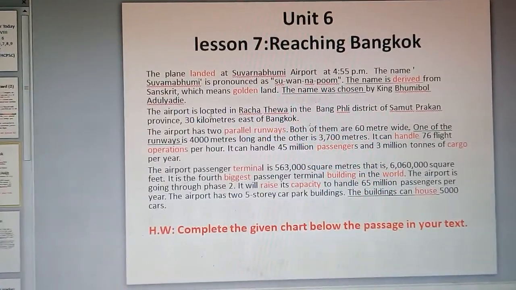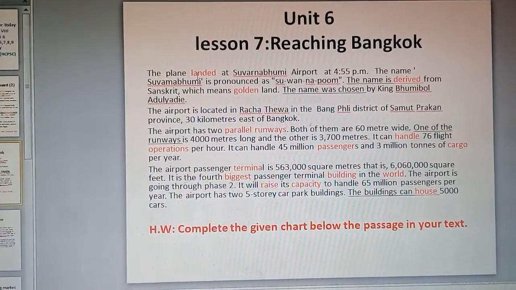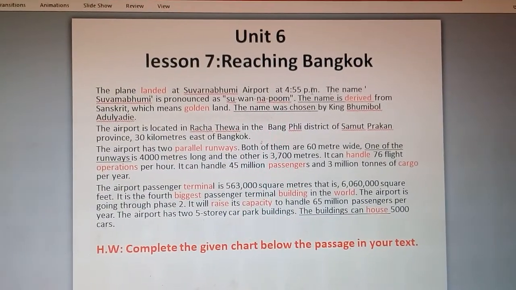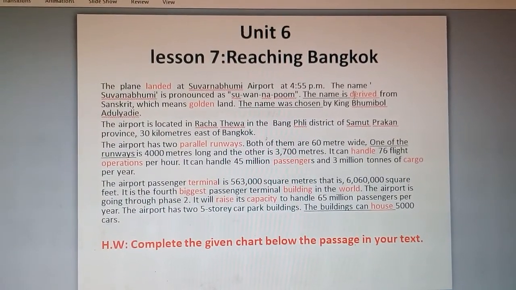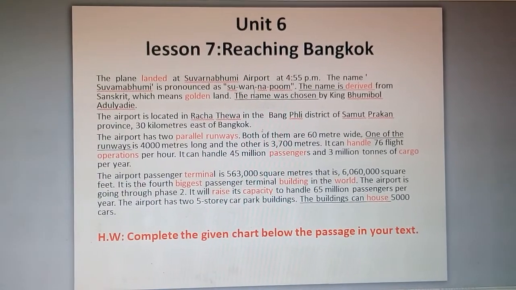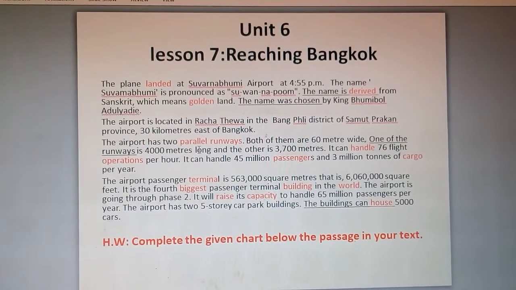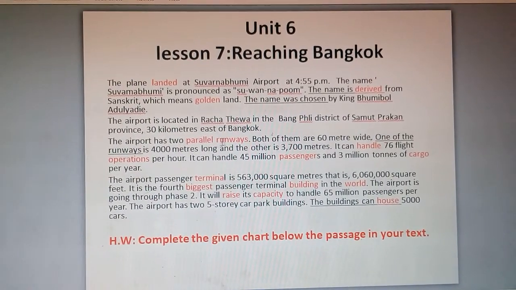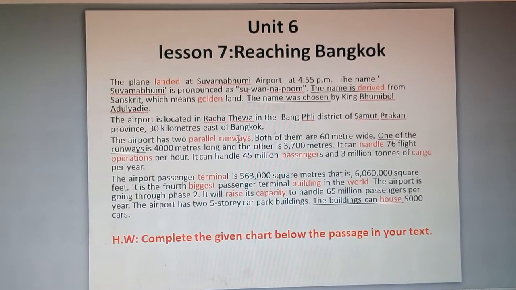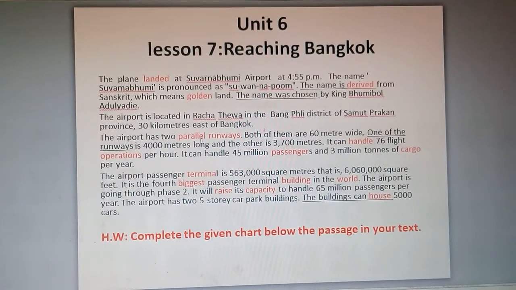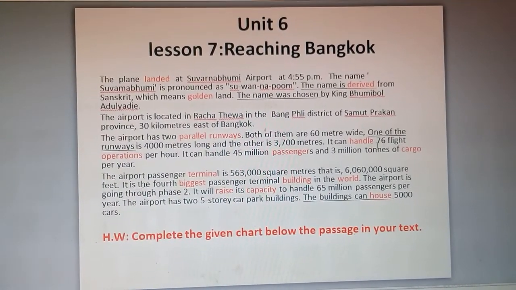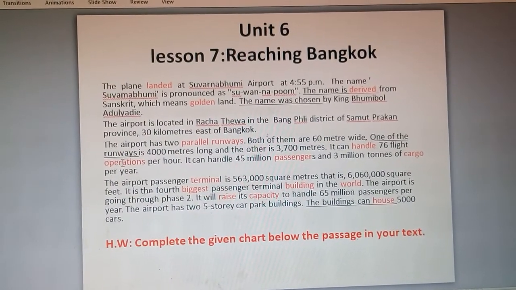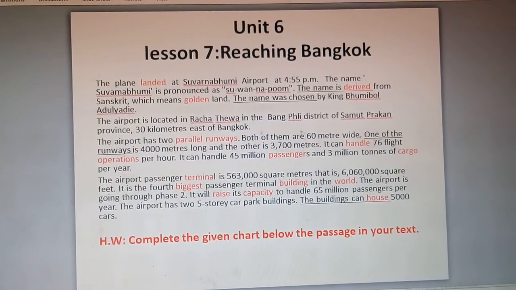So let's go for vocabulary first. Here is landed. Landed means touched down on the ground. Then derived means got. Golden, it is the gold color. Then parallel means side by side or alike. Runways can be replaced by airstrip or landing field. Then handle can be replaced by operate. So operation can be replaced by handling.